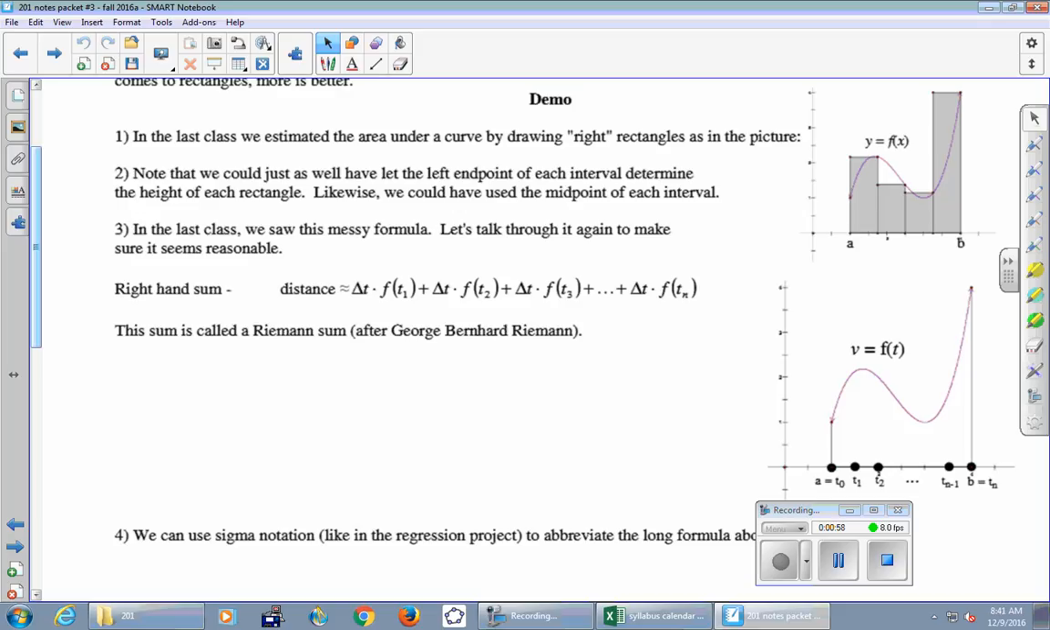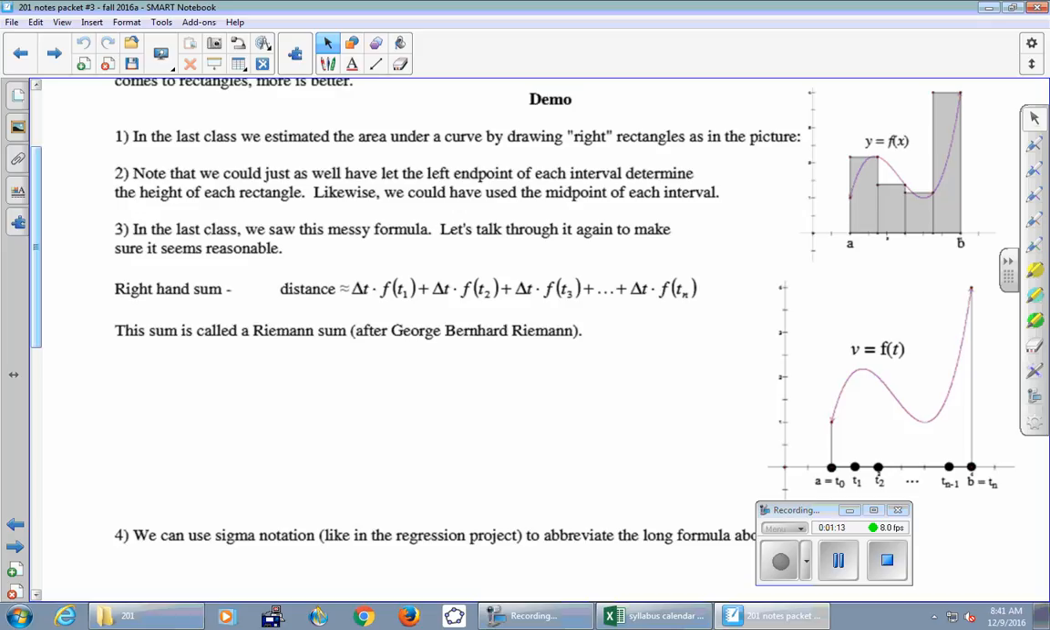Distance traveled. Area under the velocity curve is the distance traveled. And so finding the exact area under there is quite complicated. That is a very crazy shape to try to find the area of. And so we approximate that area by drawing some rectangles.